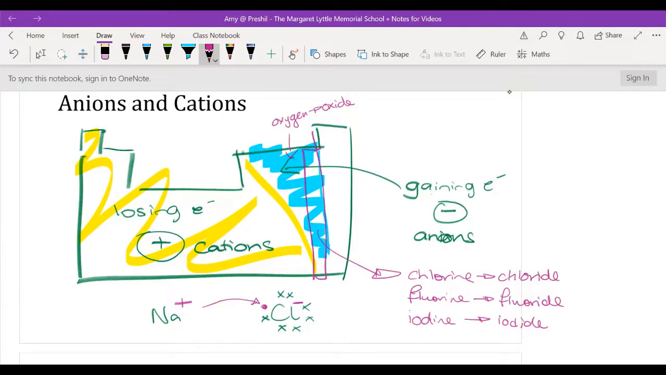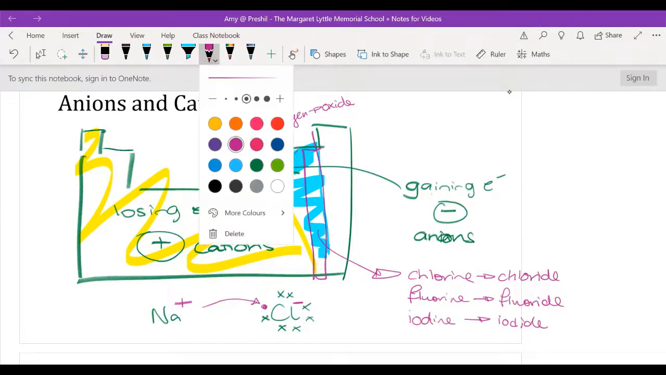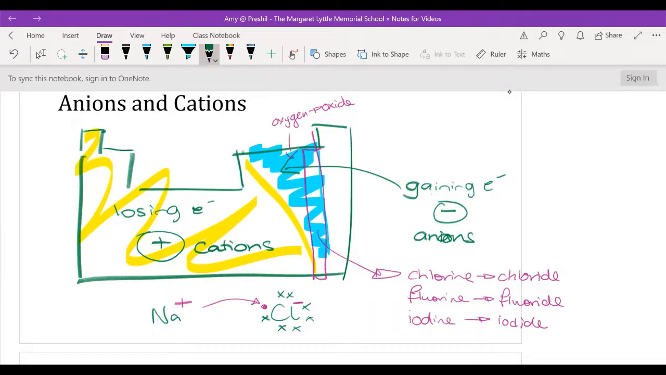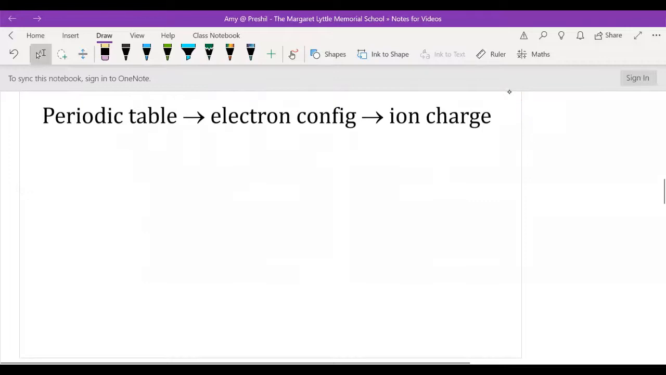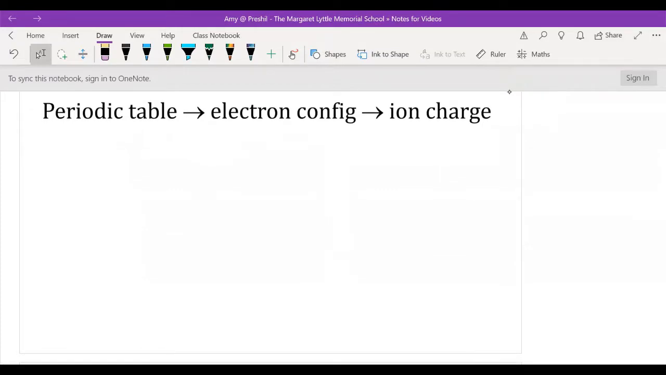Okay, so those are a quick, rough introduction, because in a lot of cases you will have done ionic bonding in previous years of high school. This in and of itself does not feature heavily in mark schemes, but you do need to know that a positive charged ion is called a cation, and a negatively charged ion is called an anion. So periodic table to electron config to ion charge.